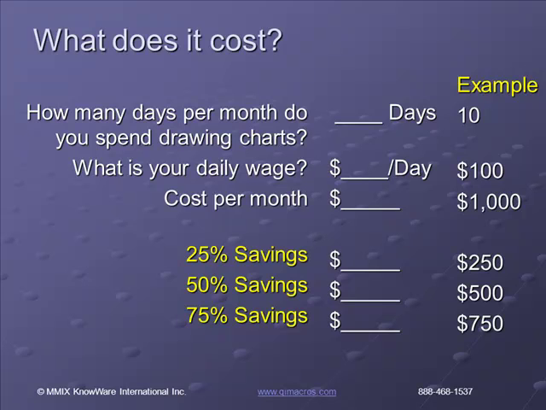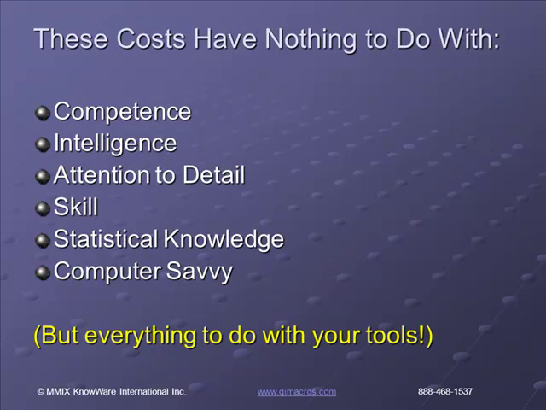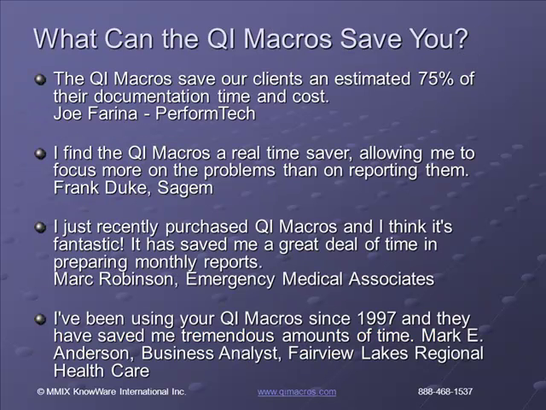So the QI Macros help you reduce the cost of doing all of this documentation. And you can do it immediately. You don't have to wait on it. And how many improvement projects aren't being done because you're too busy charting? I talked to one black belt, and he said he was the chart monkey for his company, and he no longer did improvement projects. And these costs have nothing to do with your competence, intelligence, attention to detail, skills, statistical knowledge, computer savvy, but everything to do with your tools.